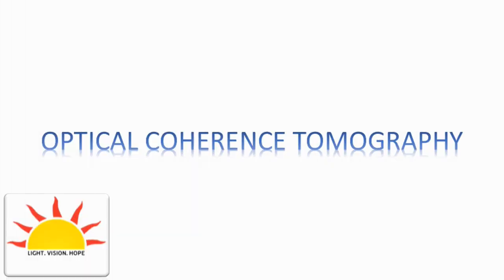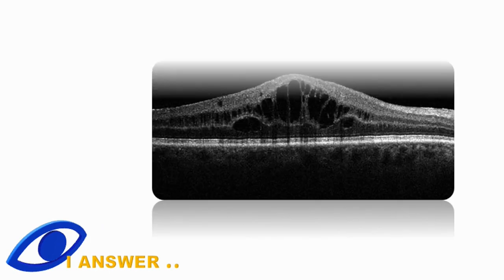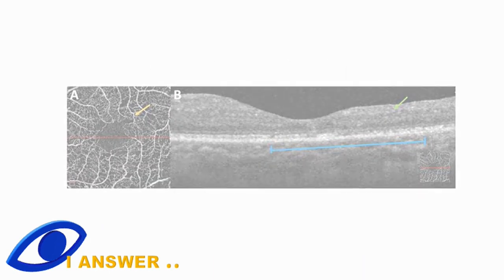OCT scanning is a scan of the retina which gives detailed structural assessment of the central part of the retina. In diabetic retinopathy, it helps the doctor gather more information regarding macular edema, damage due to decreased blood supply, or even pull over the retina causing detachments.